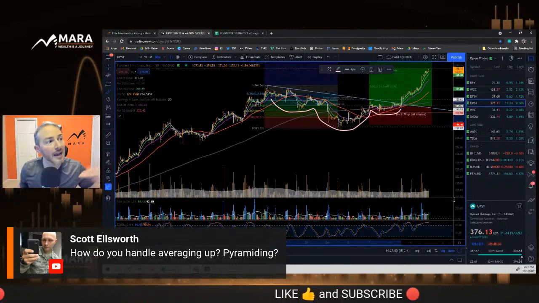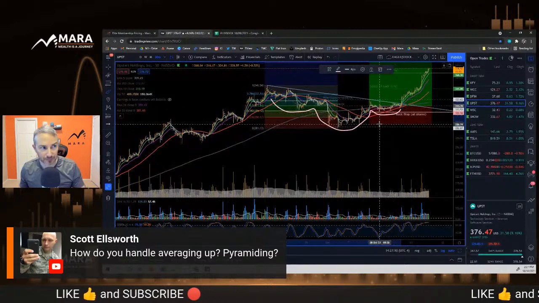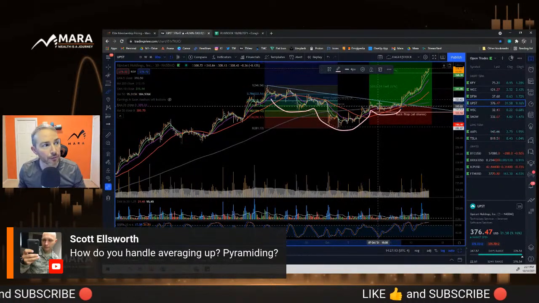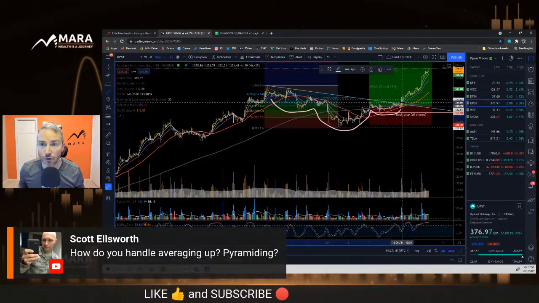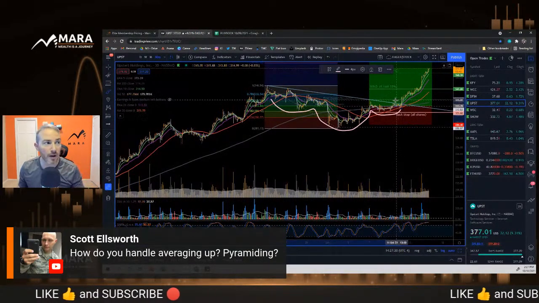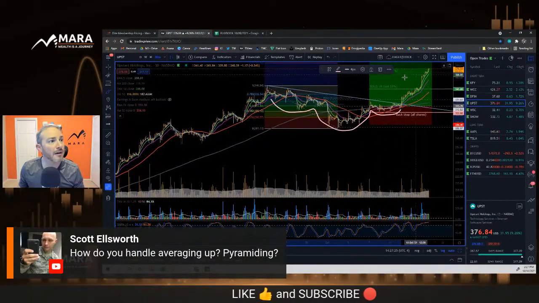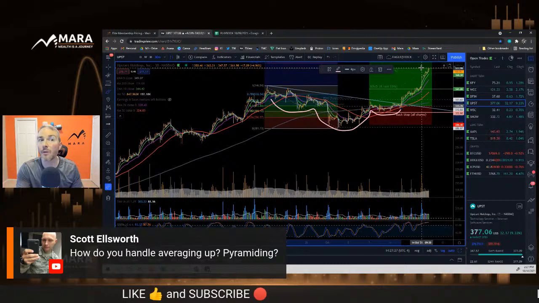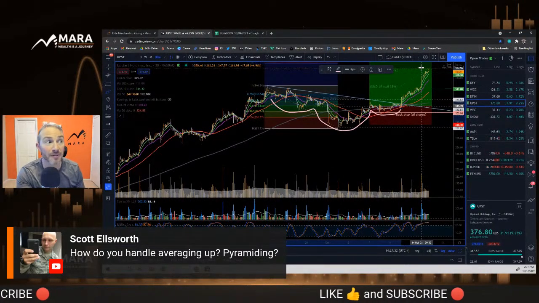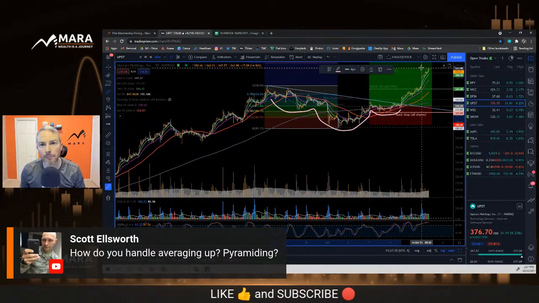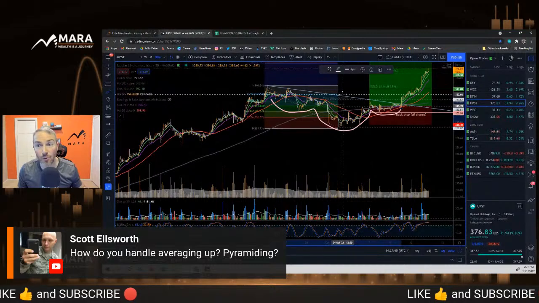So let me add a little bit right there, and if it continues to follow through, then I will still scale out. Something that I love to do is to scale out into strength as well. So I added there, and I got to take a little bit off here and a little bit off there. Now I've lowered my cost basis. I have more of a position, and I get to really play with the house's money at this point. So that's how I like to average up.